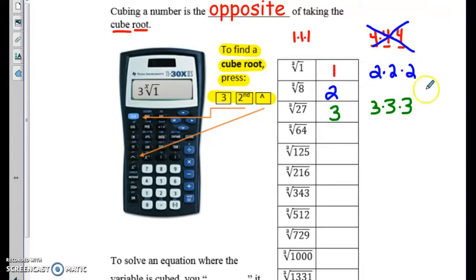Okay, so this can kind of be what's going on in your head when you're trying to do cubed roots by hand, but if you want to use the calculator, remember these are the buttons you press. 3, second caret, and then the number under the square root sign.